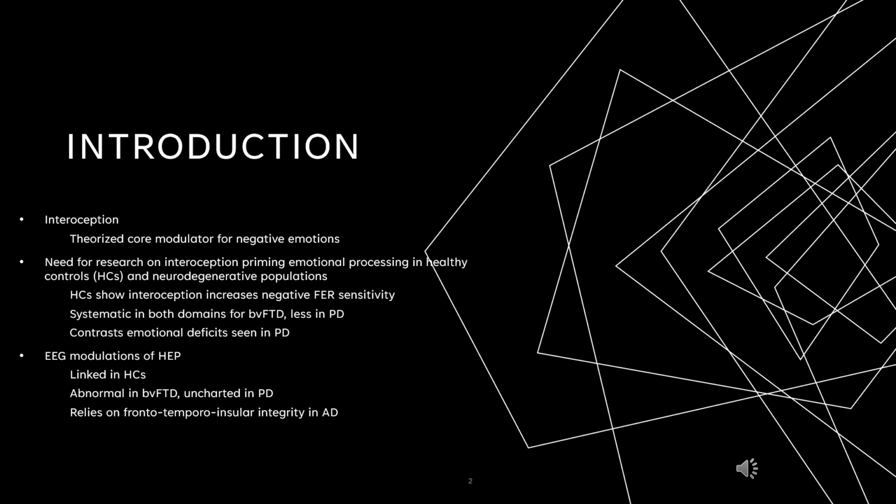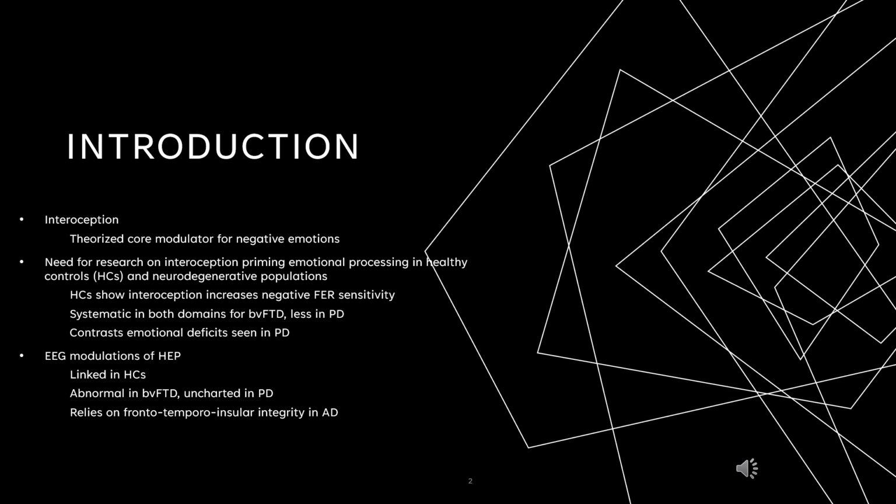The recent advancements in cognitive neuroscience and behavioral neurology have theorized that interoceptive signals are the core modulators of negative emotions. Interoception is the perception of sensations internally, such as feeling thirsty or the need to breathe, and is largely suspected to be convoluted with facial emotional recognition.